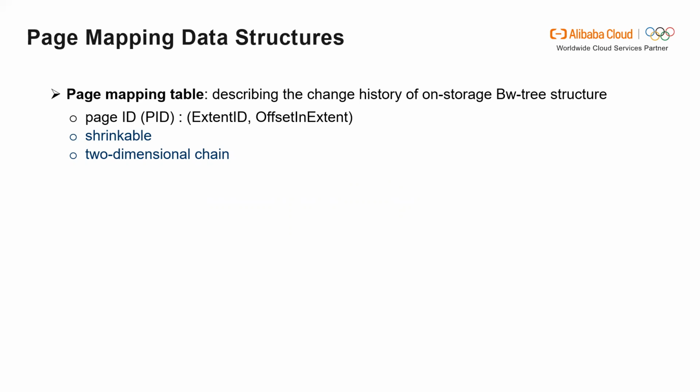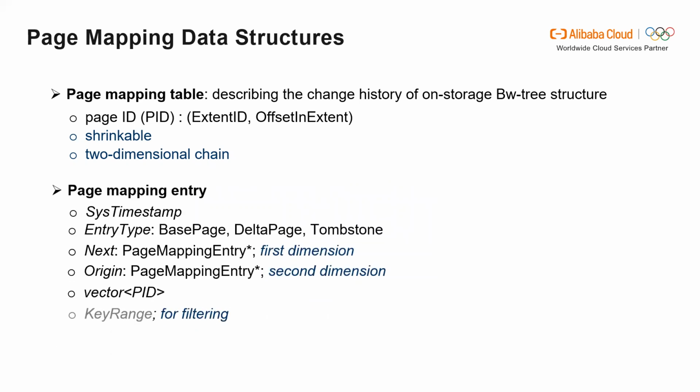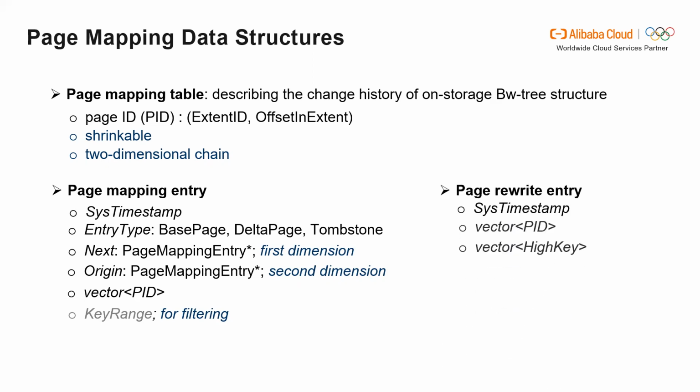The data page chains are two-dimensional. Each page mapping entry has a timestamp. Entry type can be base page, data page, or tombstone. The next pointer points along the first dimension. The origin pointer points along the second dimension. Each page rewrite entry indicates that our page is rewritten into multiple pages. Each new page has a high key.